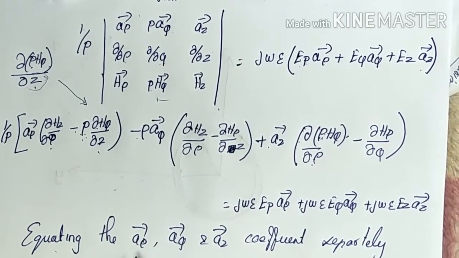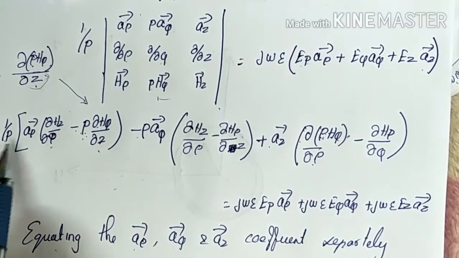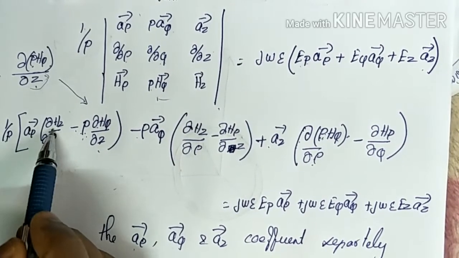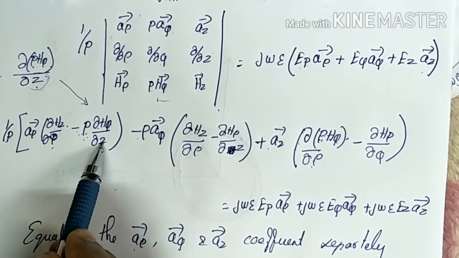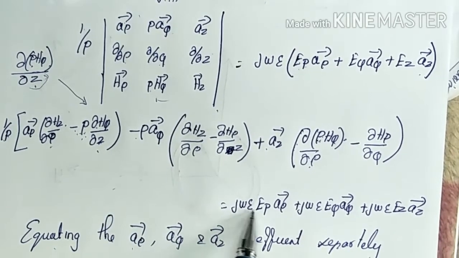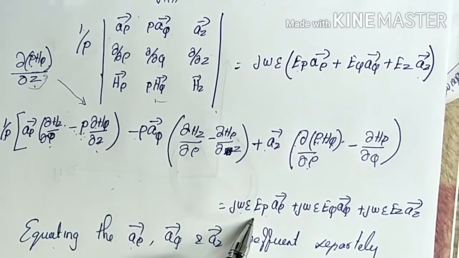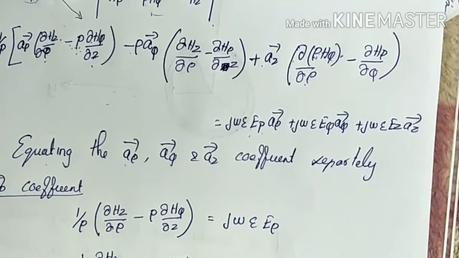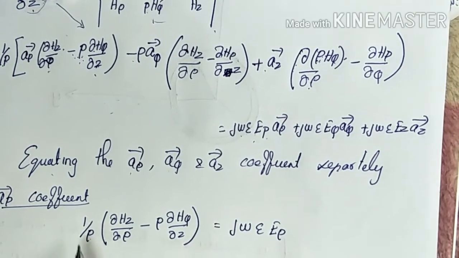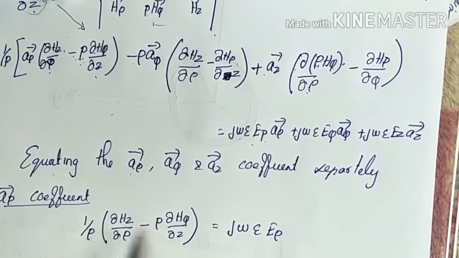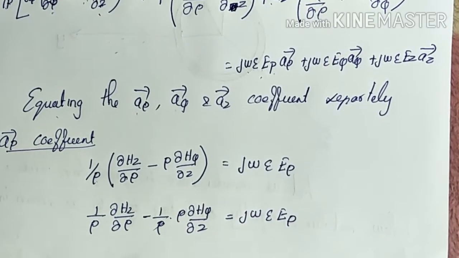Next, equate the A rho, A phi, Az coefficients separately. If we equate the A rho coefficients, 1 by rho dou Hz by dou phi minus dou H phi by dou Z will be equal to j omega epsilon into E rho. A rho coefficients we are equating. So we will get this equation. In this equation, multiply 1 by rho inside. Here 1 by rho will be there, and when the 1 by rho comes here, rho and rho will get cancelled. We will get the term.